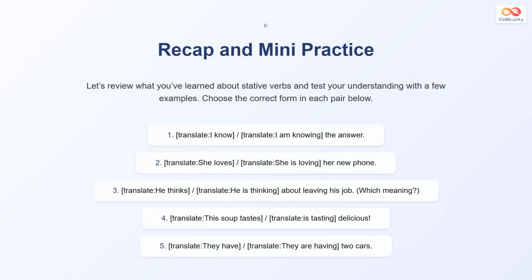Let us review. Stative verbs describe a condition, feeling, or thought, not an action. They do not use the continuous form. For example, say, I know the answer, not I am knowing the answer. She loves her new phone, not she is loving her new phone. Notice how meaning changes in verbs like think or have depending on use. Practice choosing the correct forms to better understand when to use stative or dynamic meanings.